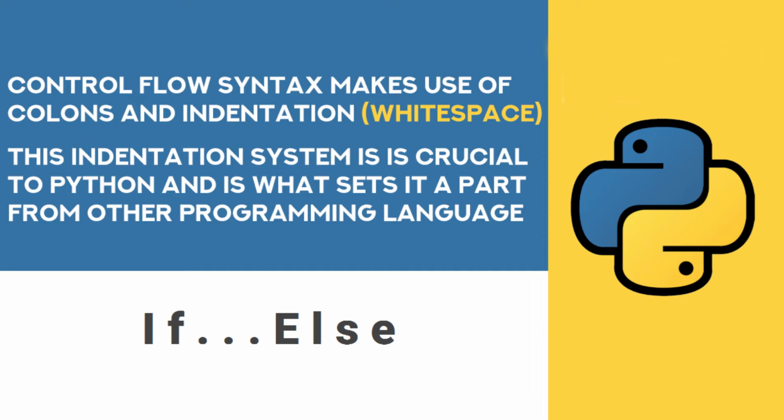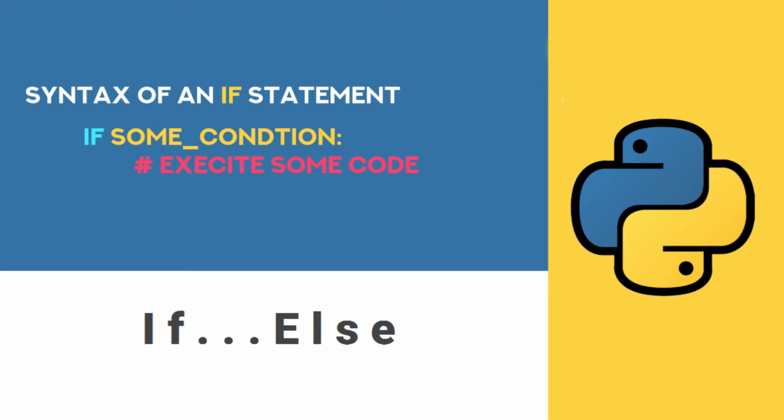But in Python it's a little bit different because Python works with the indentation or the white spaces. So in Python, control flow syntax makes use of colons and indentation, which is also known as white spaces. This indentation system is crucial to Python, not like other languages in which you can just write everything in one line. So indentation and next line in Python with functions and if statements is a must. So this is a bit different from other languages.